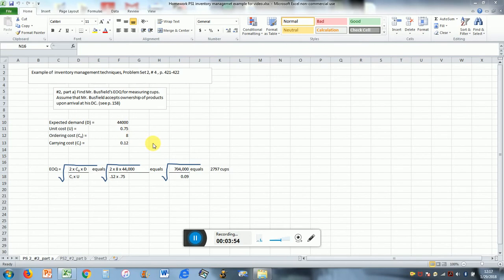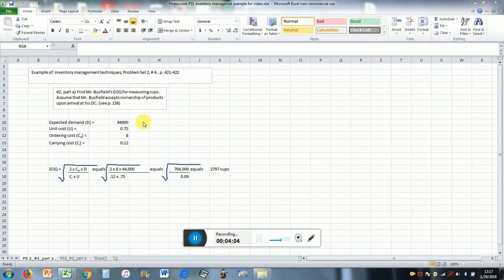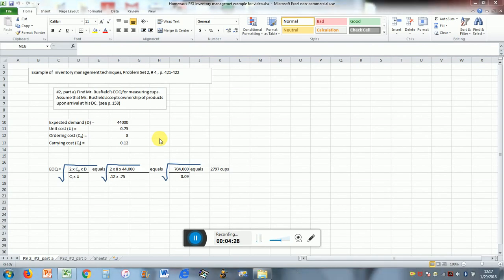So in order to determine the EOQ for the measuring cups, we're making an assumption that he accepts ownership of products upon arrival. Now, that may not make much of a difference in this particular case, but what that means is that he is not paying the freight. Or if he's paying for the freight, it's somewhere in this unit cost number. So he's not worried about the freight. All he's concerned about is getting the right amount to his dock. All right, freight's taken out of it. So what does he do?